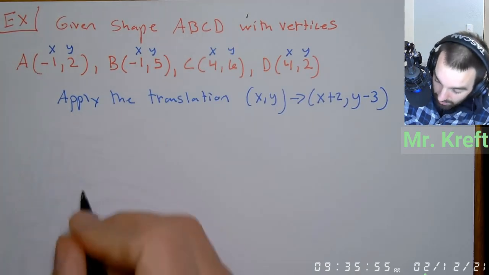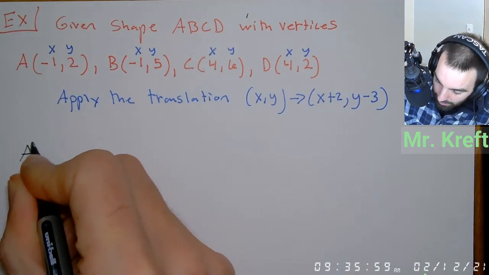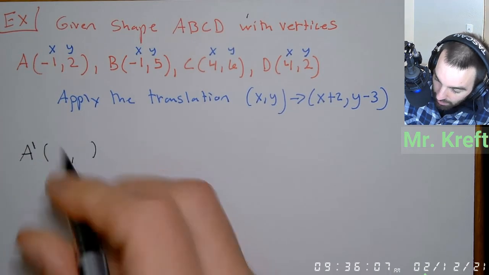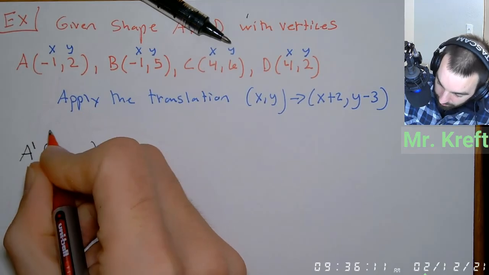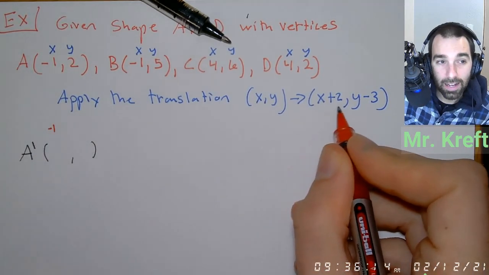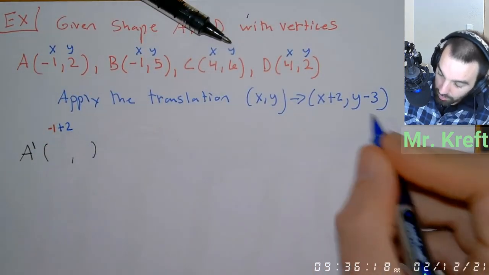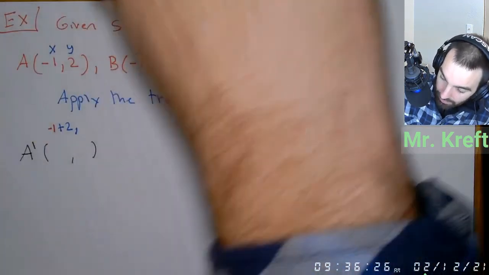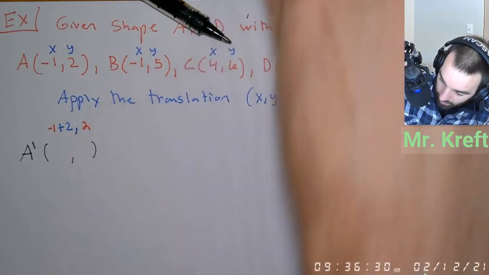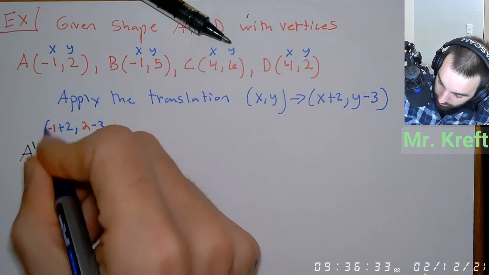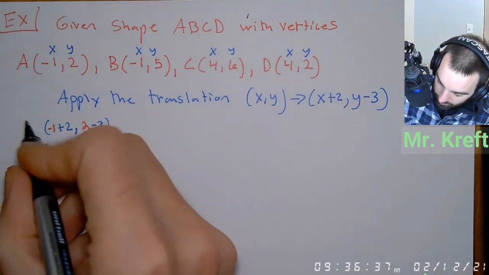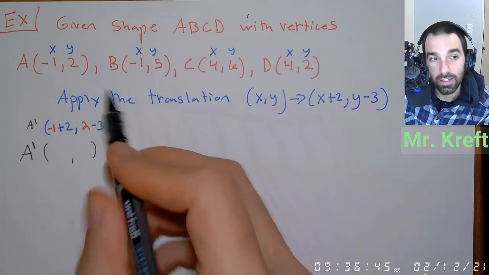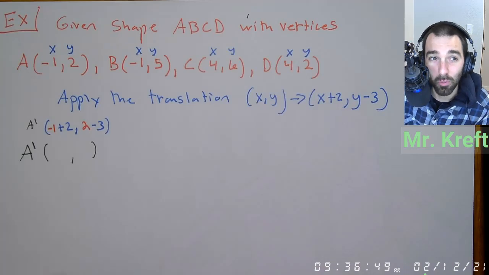So my first answer is going to be my new A. So my new A is going to be A prime, right? Do you see how I put the prime there? This is my new A. So what am I going to do to get my new A? I'm going to take my old x, and I'm going to add 2. Do you guys see where I'm getting the 2? And then I'm going to take my old y, and I'm going to subtract 3. Right? And this is my work for A prime. So I take my old A x, and I add 2, and I take my old y, and I subtract 3. You guys see how this formula is working?